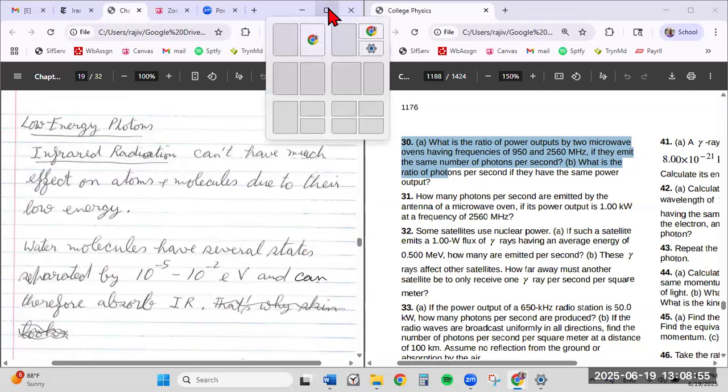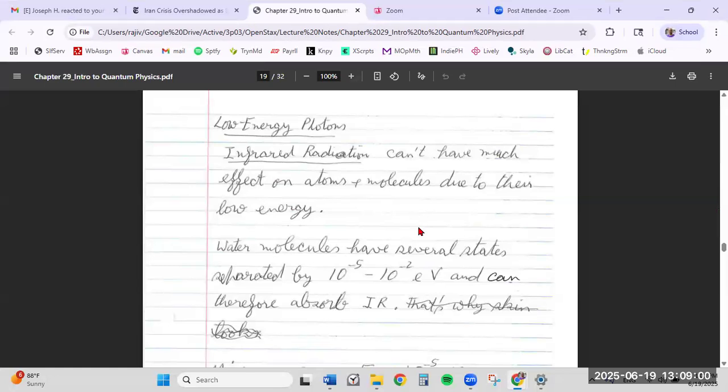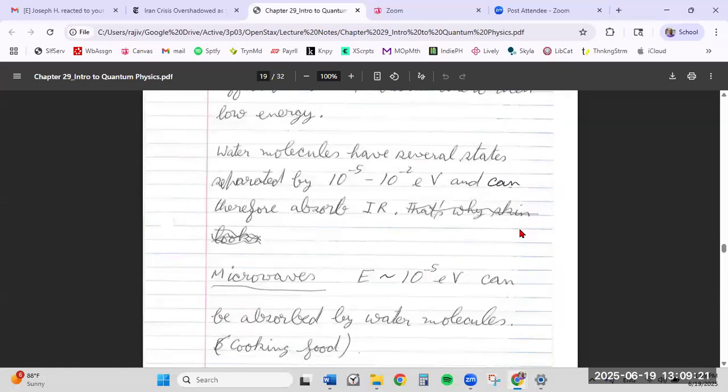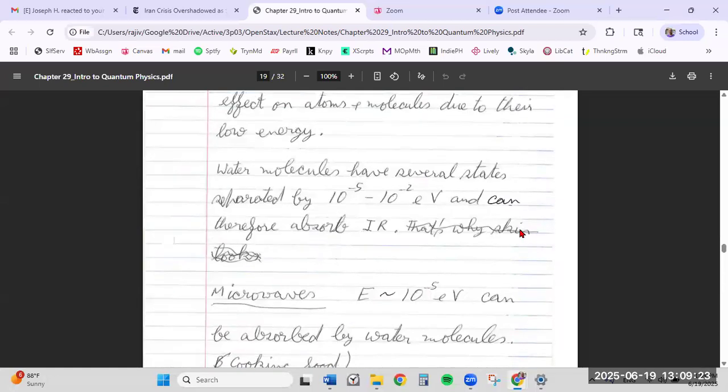Then we get to the low energy part of the electromagnetic spectrum. As you cross the visible portion beyond red, you get to infrared radiation. And this has such small energy that it can't have much effect on atoms and molecules. Water molecules have several states which are separated by 10 to the negative 15 to 10 to the negative 2 electron volts, and can therefore absorb infrared radiation.